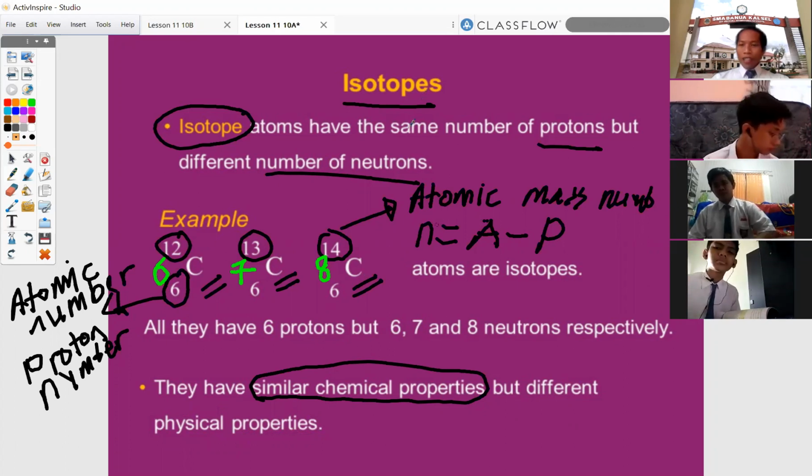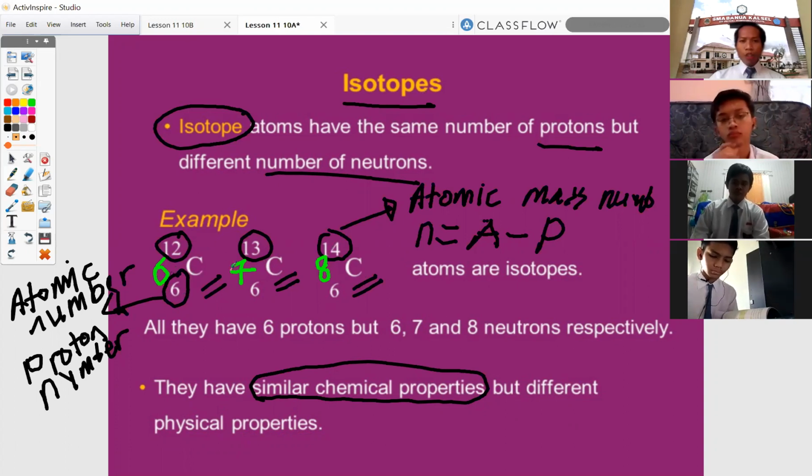Do you have any question about the isotope? So they have the same number of proton, but different number of neutron. Obviously, if the number of neutron are different, then the mass also will be different. They are the same atom, that's why they will have similar chemical properties, but different physical properties. Okay, good.